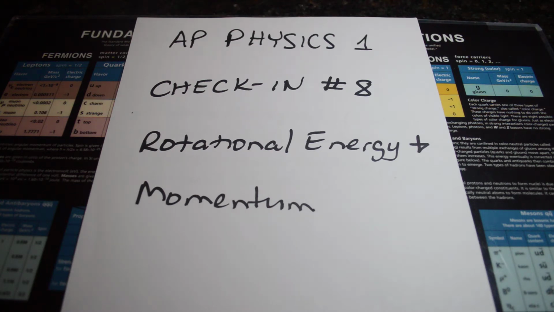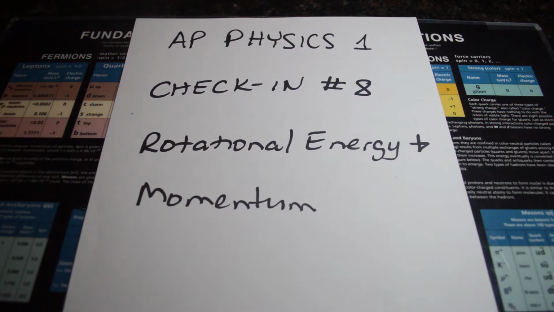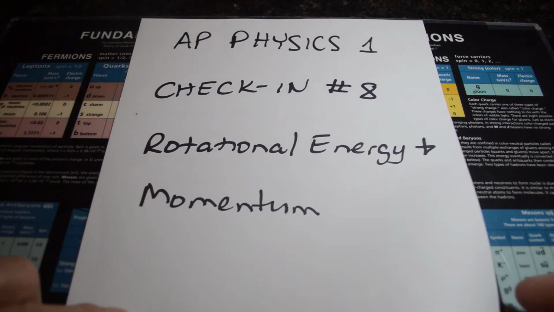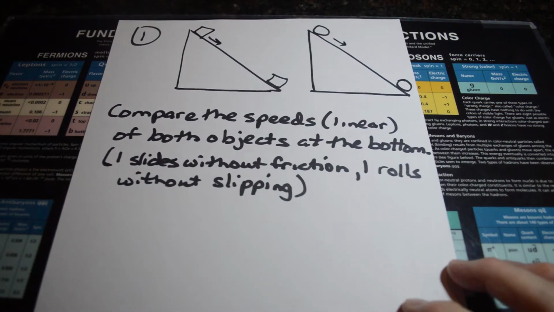All right, we're back. This is AP Physics 1, check-in number 8 on rotational energy and momentum. So let's take a look at some of the questions that were assigned.